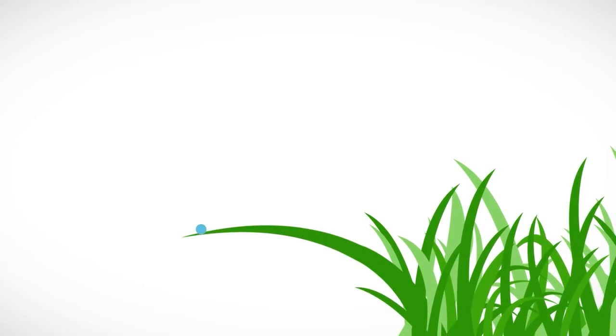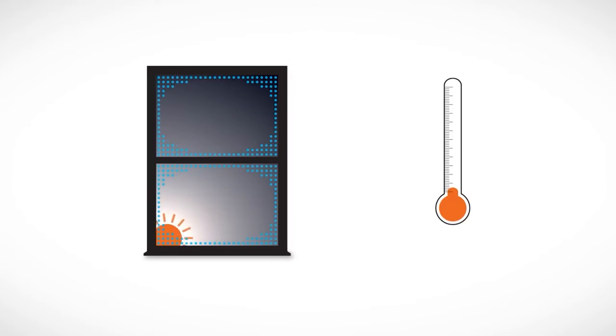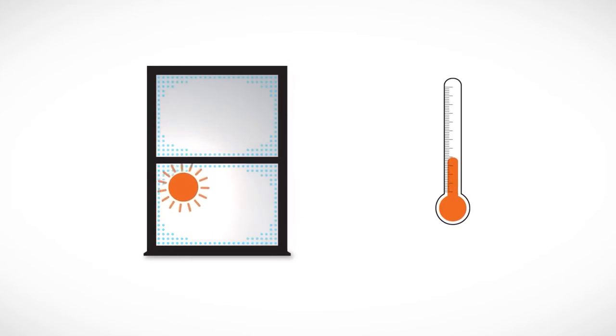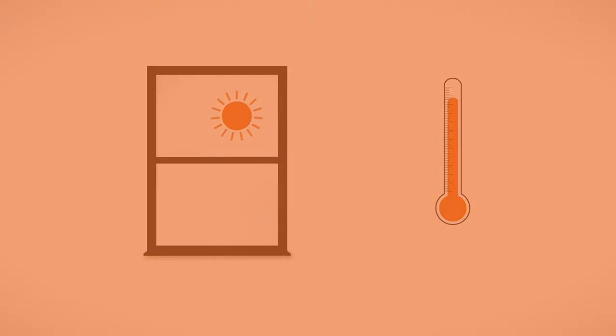Condensation on the outside of a window is the same as dew on your lawn. It occurs mostly during the spring and fall when there are cooler nights and warmer days, and is usually a good indicator of energy-efficient windows.